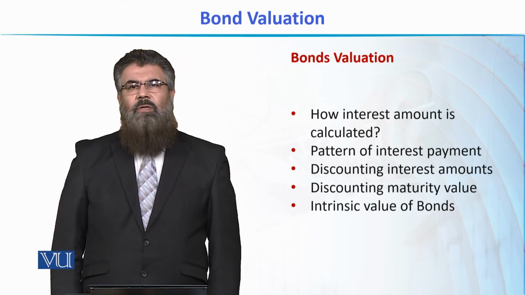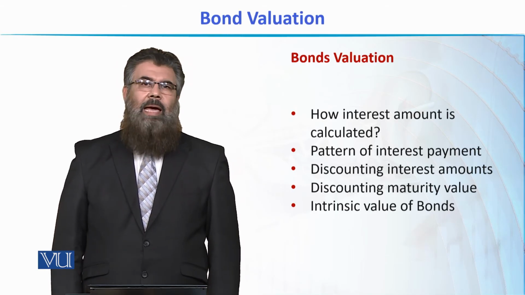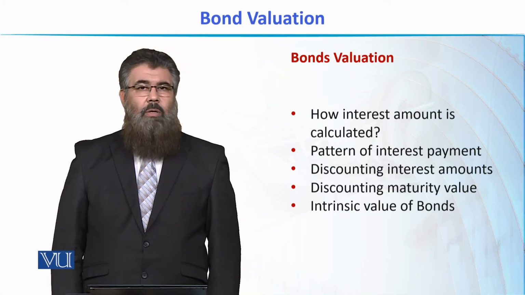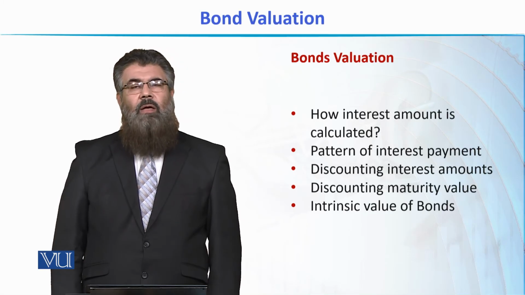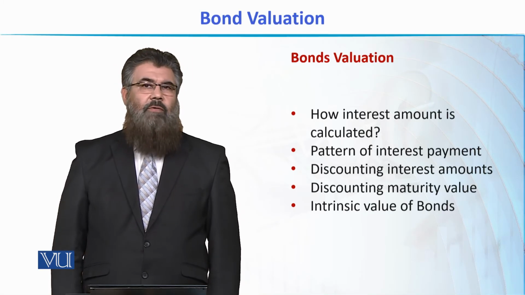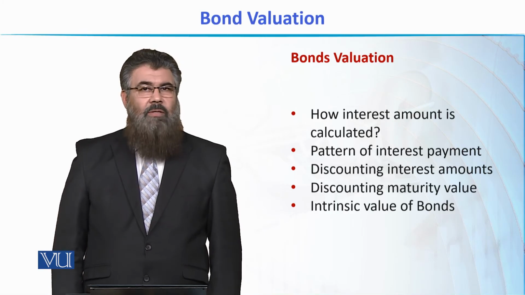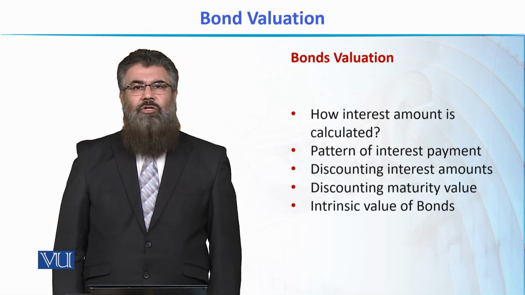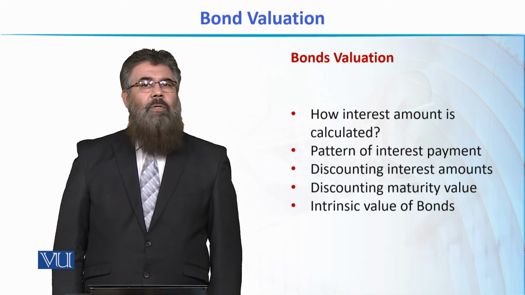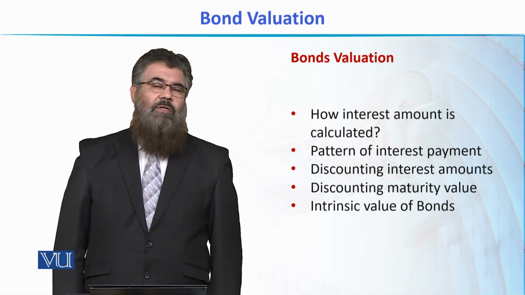The interest may be paid on an annual basis, or the interest may be paid for shorter periods. For example, some of the bonds would give you interest after every 6 months or every quarter or every month, depending upon the nature of the bond people would invest in these bonds.